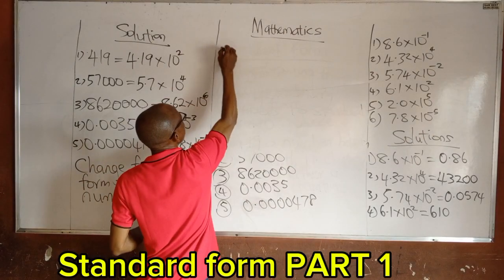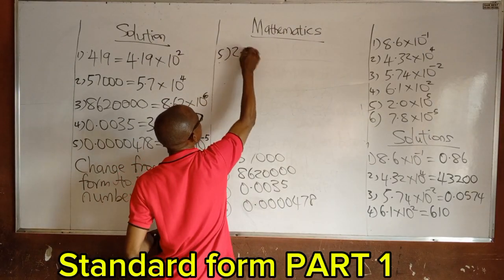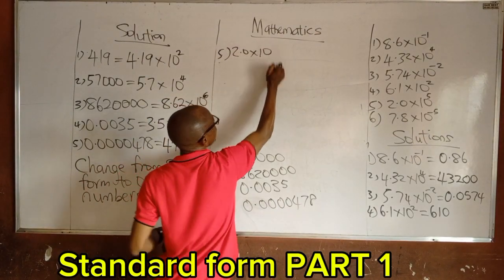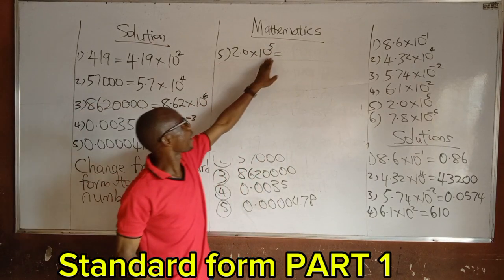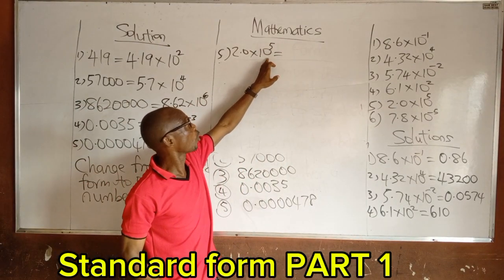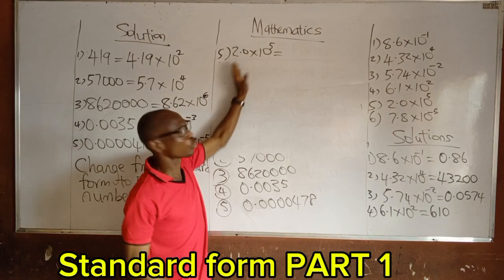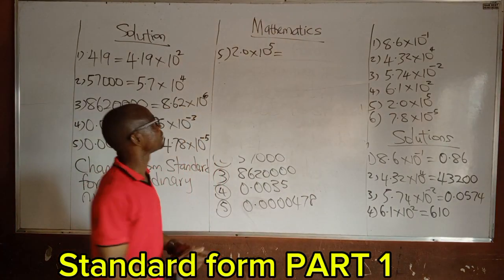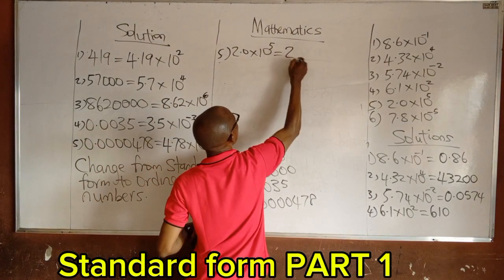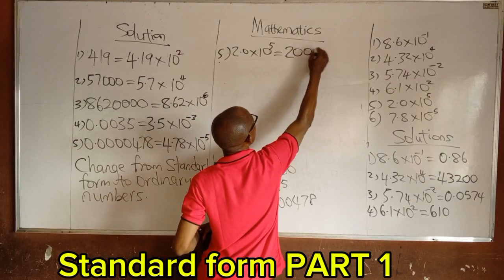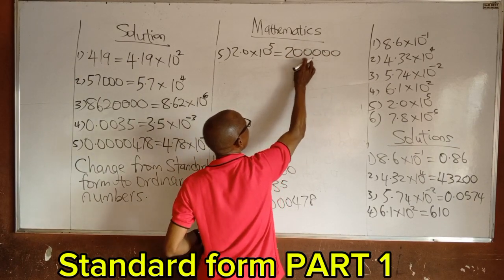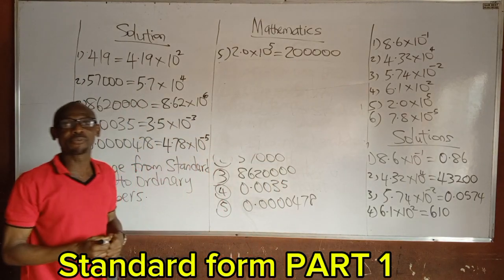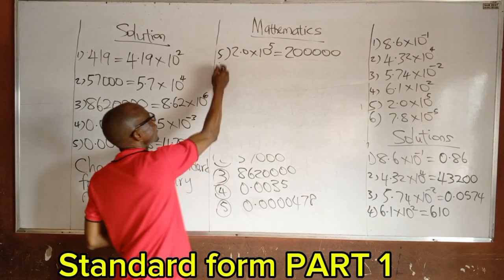Number 5 says 2.0 times 10 raised to power of 5. Since the power is positive, we are going to move our decimal to the right 5 times, and that will give us 2, 0, 0, 0, 0, 0. 5 times, 1, 2, 3, 4, 5. So that becomes our value.